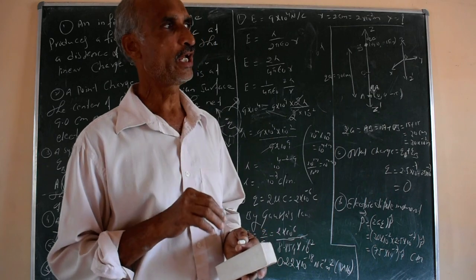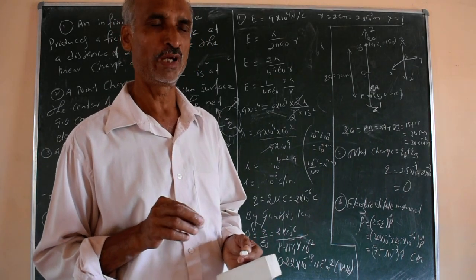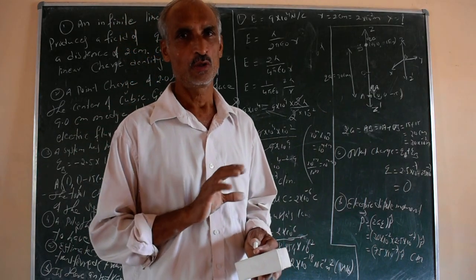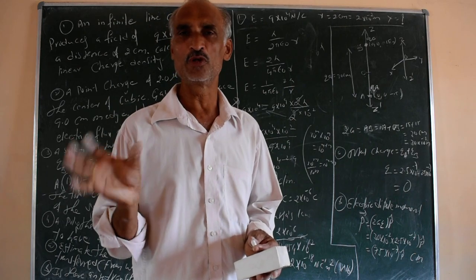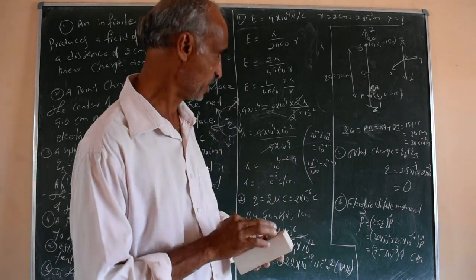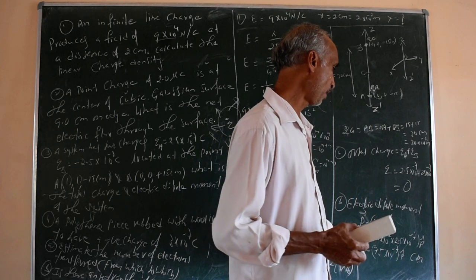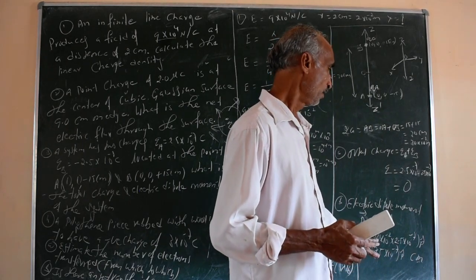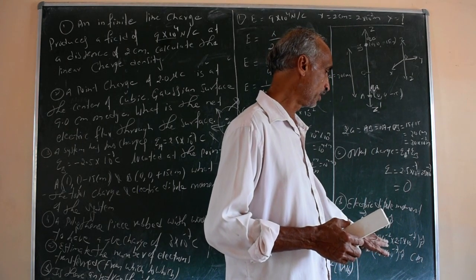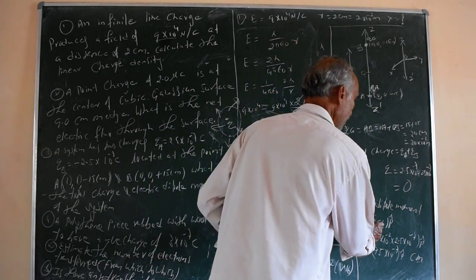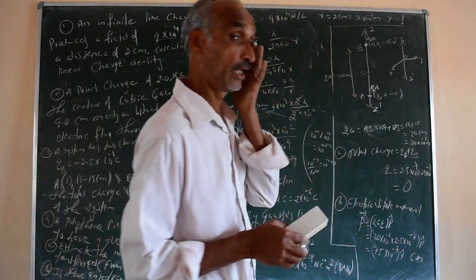Total charge: plus Q and minus Q will be there. The charges are equal and opposite in polarity, therefore the total charge will be 0. But the electric dipole moment p bar is equal to 2a times p cap. 2a is 13 times 10 raised to minus 2, and Q is 2.5 times 10 raised to minus 7.